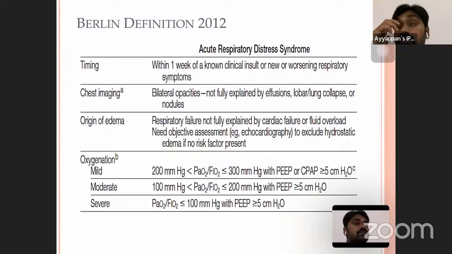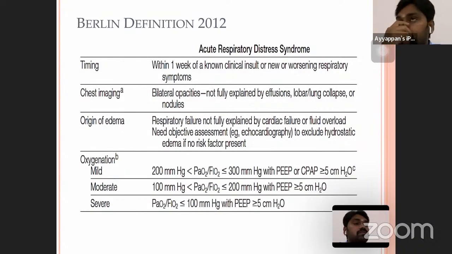And for the oxygenation criteria, they eliminated lung injury and classified ARDS into three: mild, moderate, and severe. When the PF ratio is between 200 to 300, it is mild, when it is 100 to 200, it is moderate, and when it is less than 100, it is severe. And all these PF ratios should be assessed only with at least a PEEP of 5. Sorry.